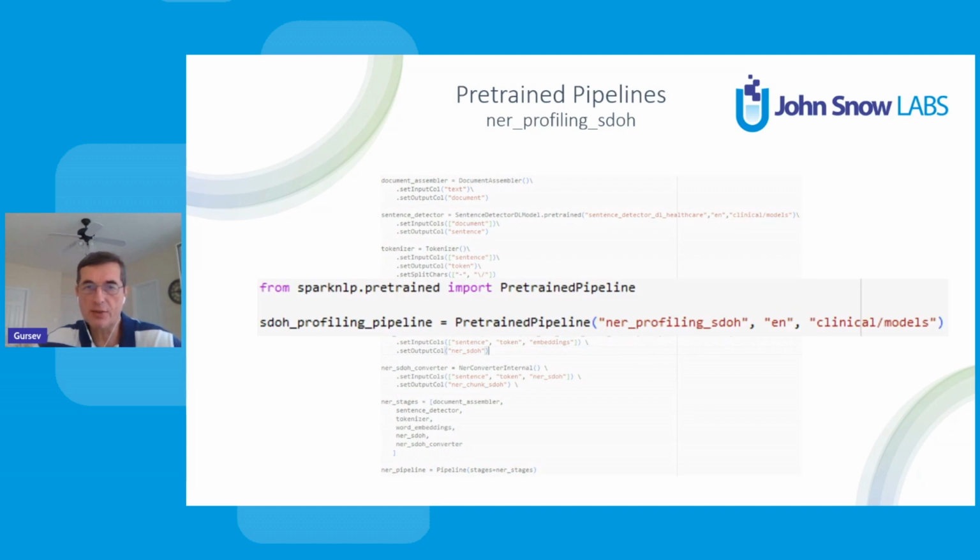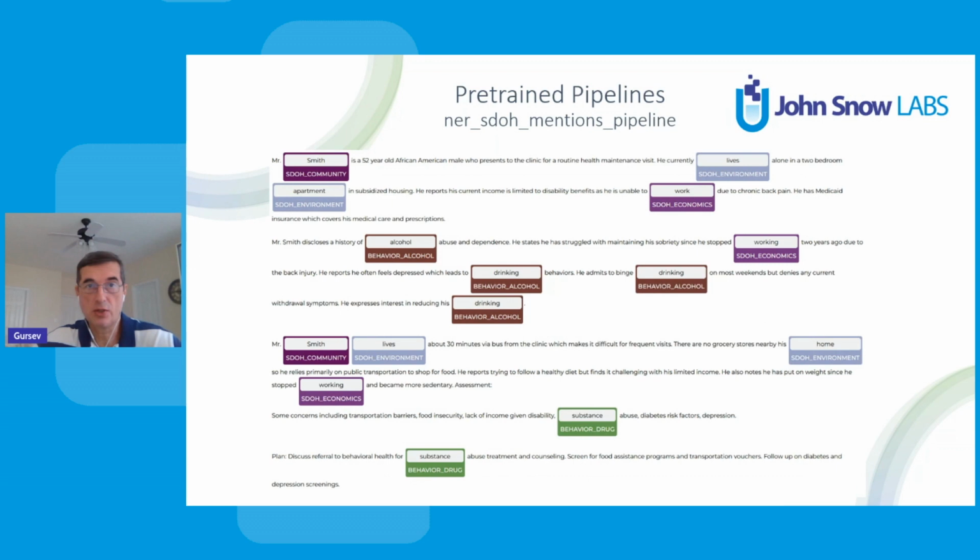Okay, this pre-trained pipeline is, as I said, plug and play. You just use NER profiling SDOH, and with one line of code, except the importing of the pre-trained pipeline, you will get the result, like this one. You just use the NER SDOH mentions pipeline here, and you get all the results that you need. But you have limited capability to play with the model here. If you want to work on the results, then you have to use the previous models.